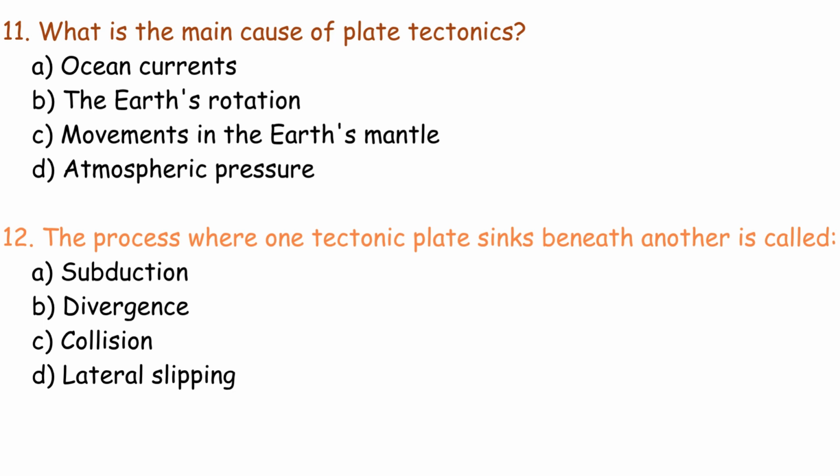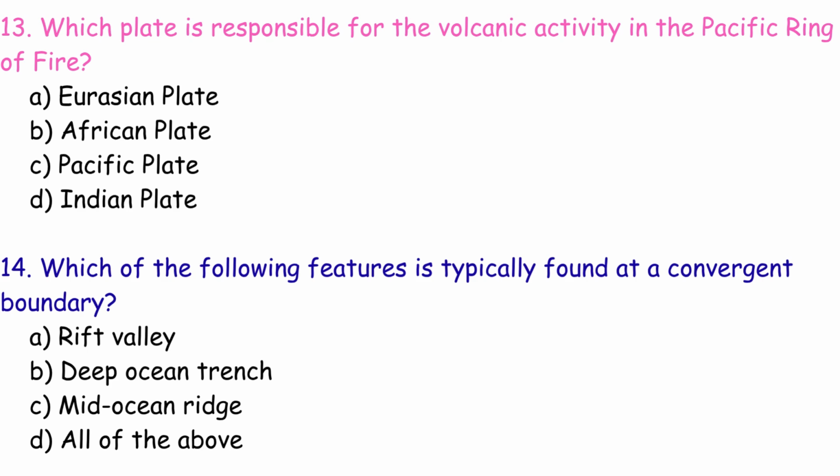11. What is the main cause of plate tectonics? A. Ocean currents. B. The Earth's rotation. C. Movements in the Earth's mantle. D. Atmospheric pressure. 12. The process where one tectonic plate sinks beneath another is called A. Subduction. B. Divergence. C. Collision. D. Lateral slipping.